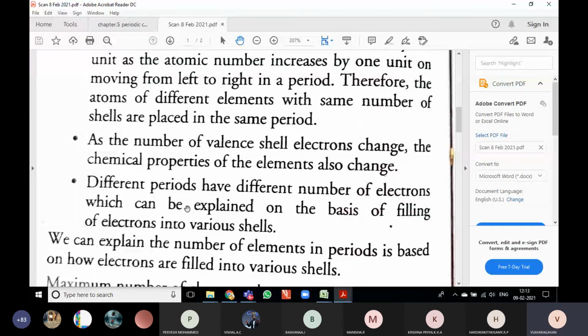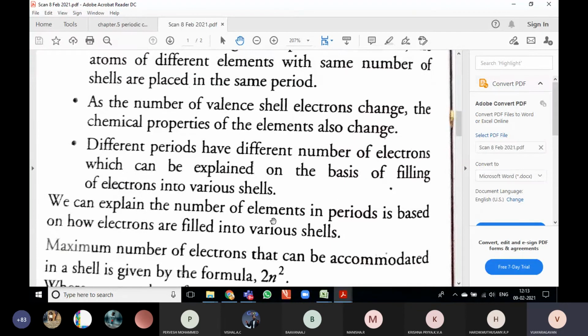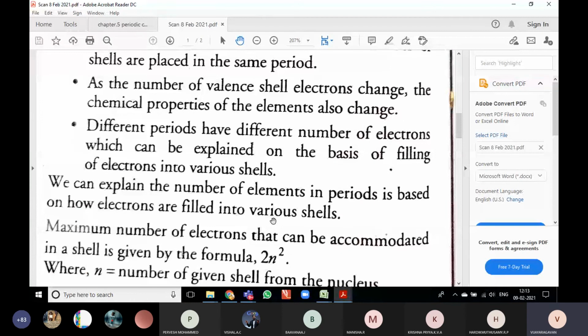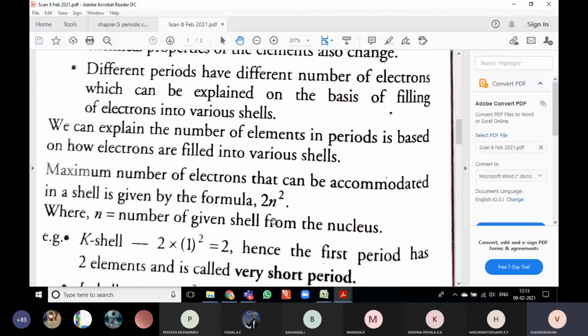Okay, these are the important features of the periods. So how can we explain the number of elements in periods? The number of elements in periods is based on how electrons are filled in various shells. Already we learned in class 9, in the Bohr-Bury model, the maximum number of electrons that can be accommodated in a shell is given by the formula 2n squared, where n is the number of the shell from the nucleus.